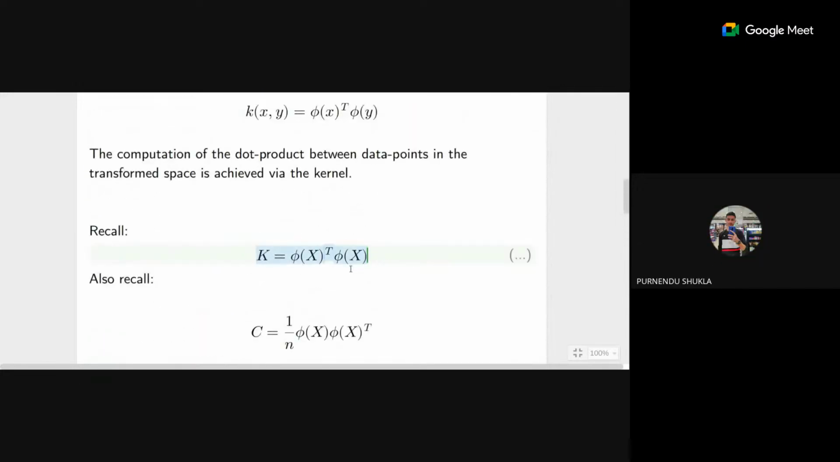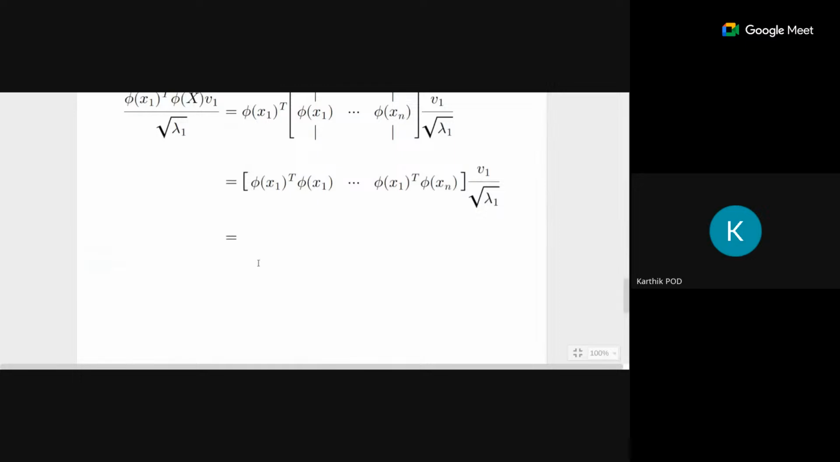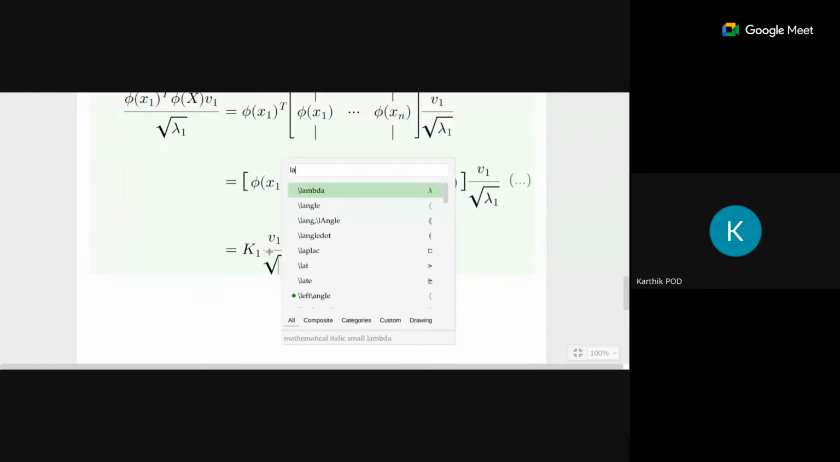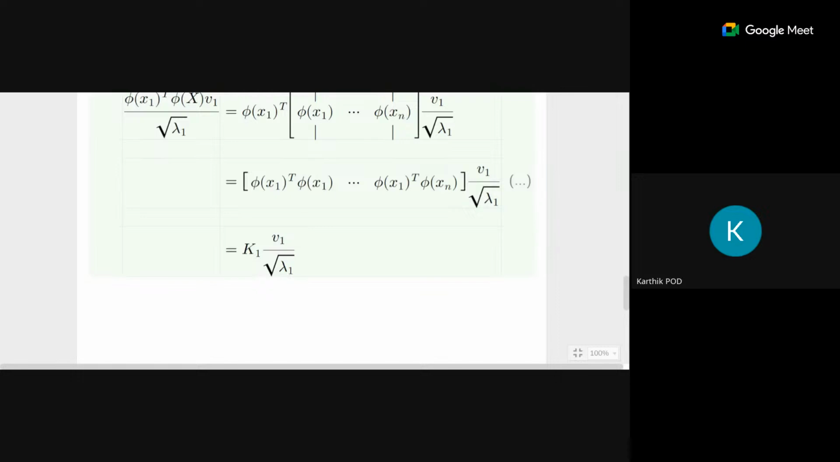Covariance. This one, right? The kernel matrix, right? This is nothing but the first row of the kernel matrix. So I'll call this K1, V1 by lambda 1, root lambda 1. So there's nothing but the first row of the kernel matrix.